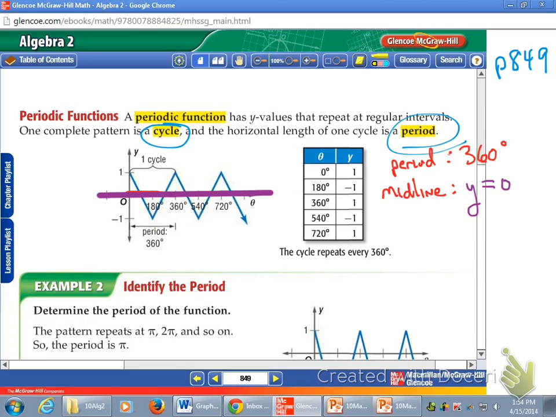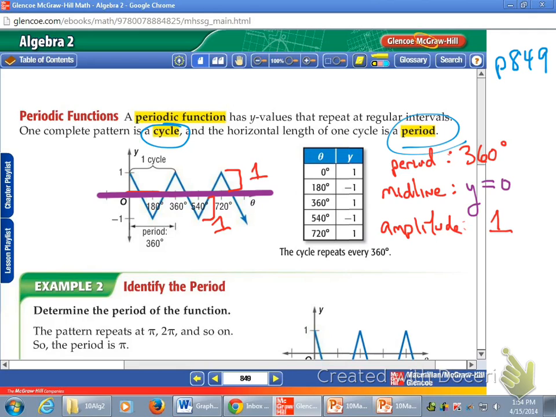Which leads us to our next word. How high above the graph does it get? 1. It goes exactly 1 above the graph. Okay? It has a height of 1 above the graph. How low does it go below the graph? Well, I know what you mean by the -1, but it's still 1, right? It goes 1 below it. All right, that's called the amplitude. And those are the three words that we need to be familiar with.